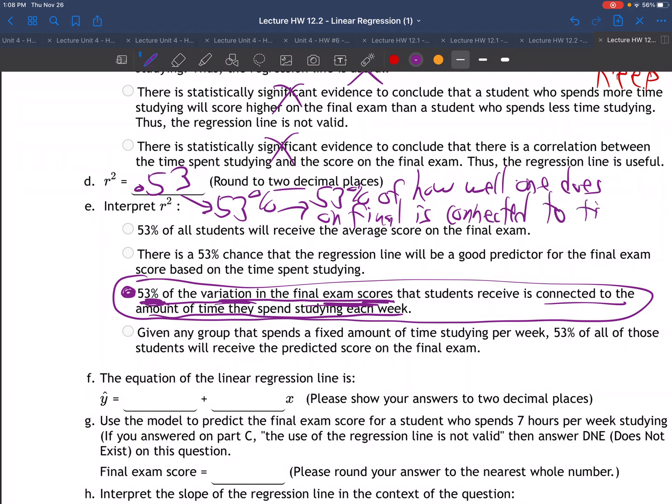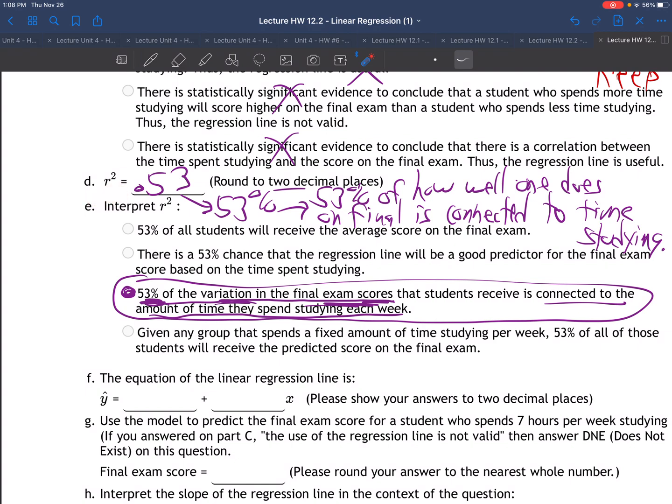connected to time studying. So 53% of how well you do in the final comes from how much time you spend studying. Other things affect the other 47%. But 53%, a little more than half of what one does on the final, is from time studying. And then the other 47% is due to other things. That's what R squared tells you.